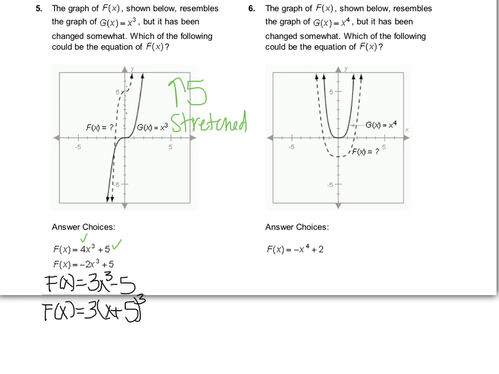F of x equals negative 2x cubed plus 5. Well, the negative 2x cubed would mean that it would be going the other direction. The plus 5 is right, but that can't be right, so that one's out. 3x cubed minus 5, well, that would stretch it vertically. That's good. But the minus 5 would make it move down 5, which it didn't, so that's out. And then 3 parentheses x plus 5 cubed, that would mean that it would be moving left 5 units, and it didn't, so that one's out. So f of x equals 4x cubed plus 5 would be our correct answer.